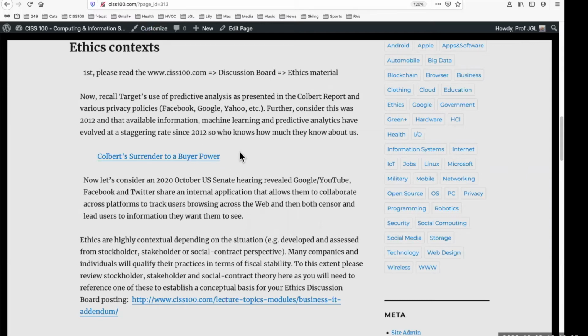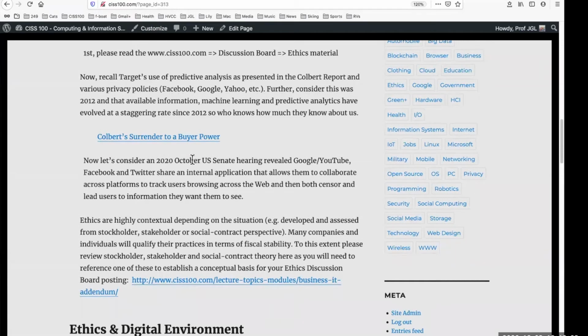I mentioned this a week ago. In this October, in the US Senate hearings, big tech was on Capitol Hill. You know, they're being interrogated or questioned by the Senate. And Zuckerberg revealed that Facebook has an internal app that they wrote to share with Google, and of course Google's YouTube, and Twitter. So they're collaborating to track us across the web. They're collaborating to show us the information they want us to see, and yes, even censor information they don't want us to see.